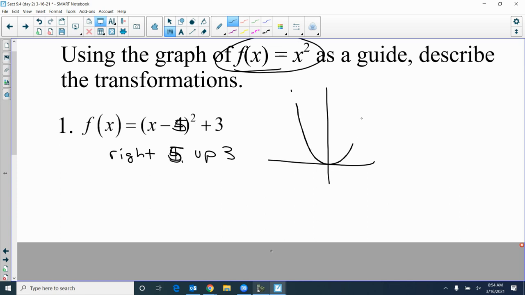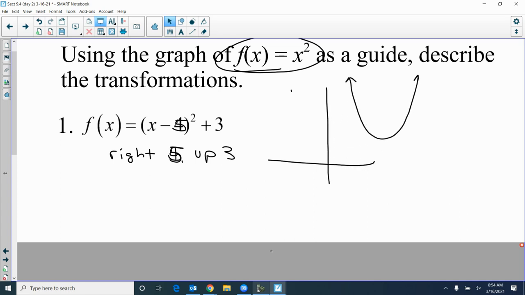So again, we talked about what's being moved. x squared is being moved, and x squared usually starts at 0, 0. So it's been moved right 5 up 3. So where's its new vertex at? Okay, so where's its new vertex at, Jaylee? 5, 3. All right, good.